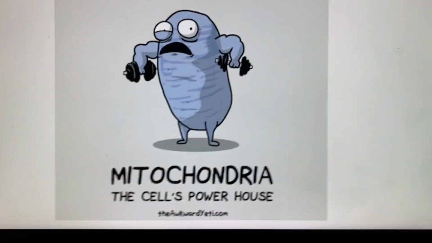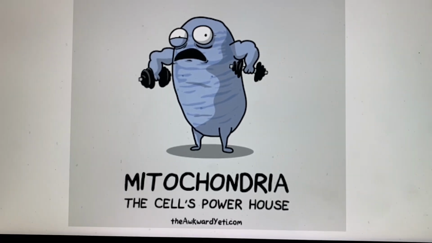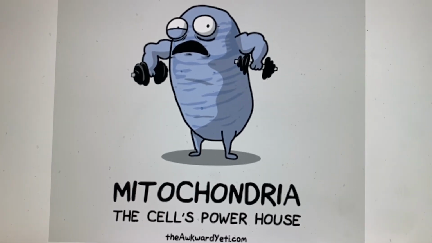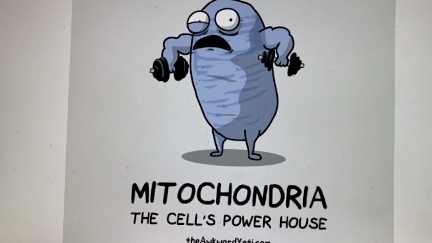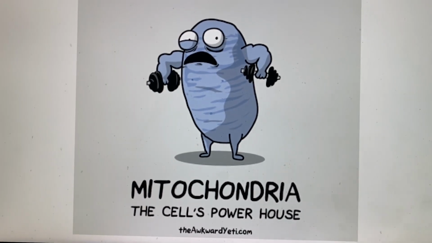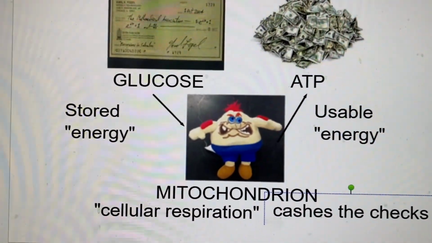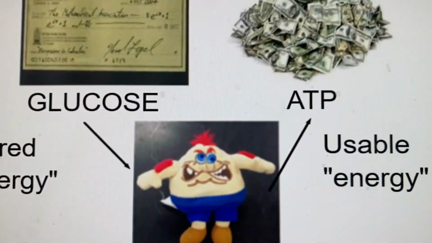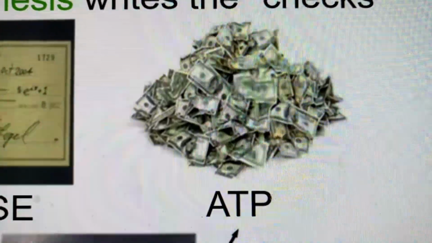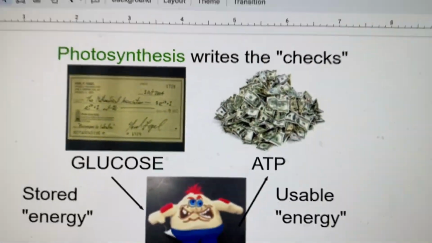On the countdown is mitochondria. Where would we be without the powerhouse of the cell? Mitochondria, of course. Mitochondrion, we've learned, is an energy-producing organelle, and it makes usable cellular energy called ATP. In my analogy, the mitochondrion takes chunks of glucose, which is like stored chemical energy, and breaks it down into ATP, usable chemical energy.